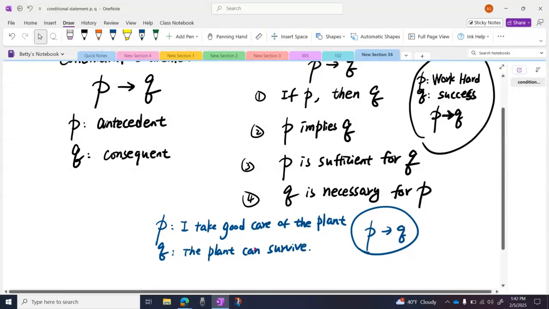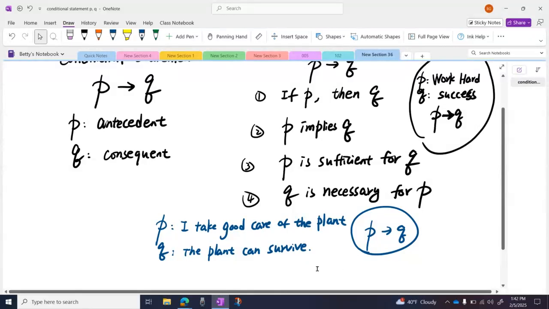We can express this conditional statement as: if I take good care of the plant, then the plant can survive, right? We can also say, "I take good care of the plant implies the plant can survive." That way is okay. Well, what else can we say? We can say, "I take good care of the plant is sufficient for the plant to survive."